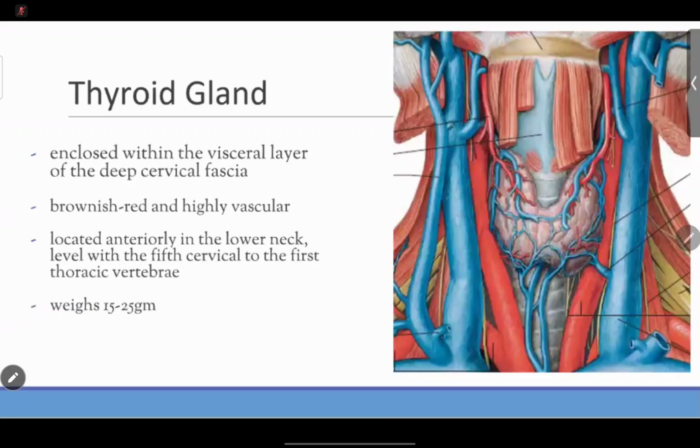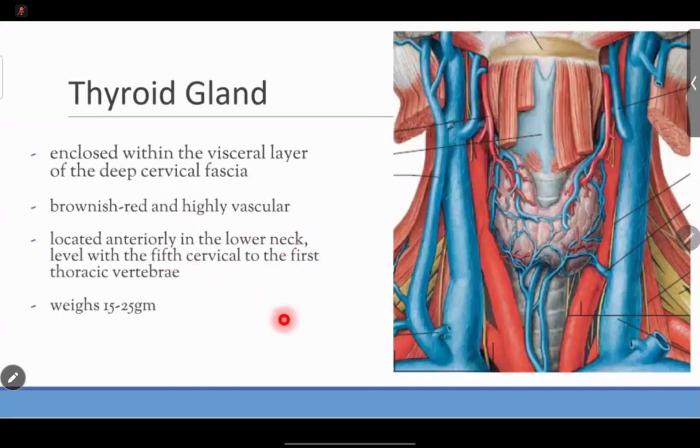Okay, so let's discuss the organs in the neck. Very important still, your thyroid gland. It is enclosed within the visceral layer of the deep cervical fascia. Its color is brownish red and it is highly vascular. Actually, your thyroid gland, if I'm not mistaken, is one of the most vascularized organs in the body because it's primarily involved in your metabolism.